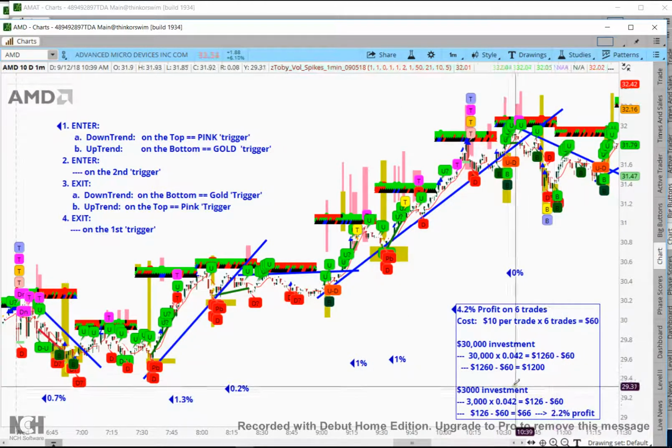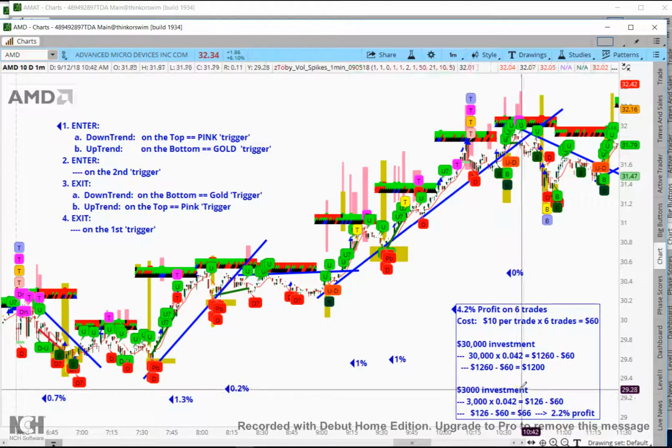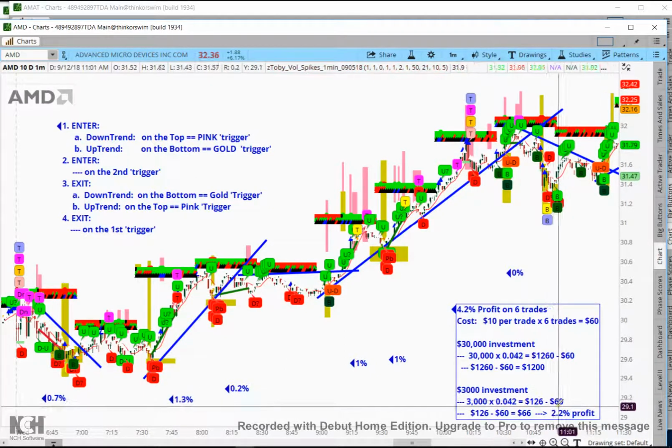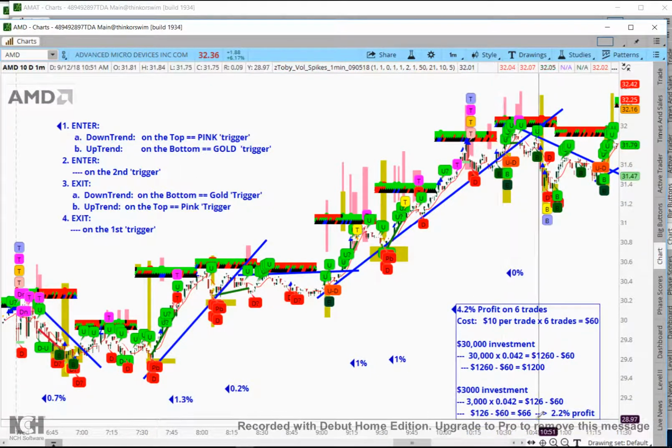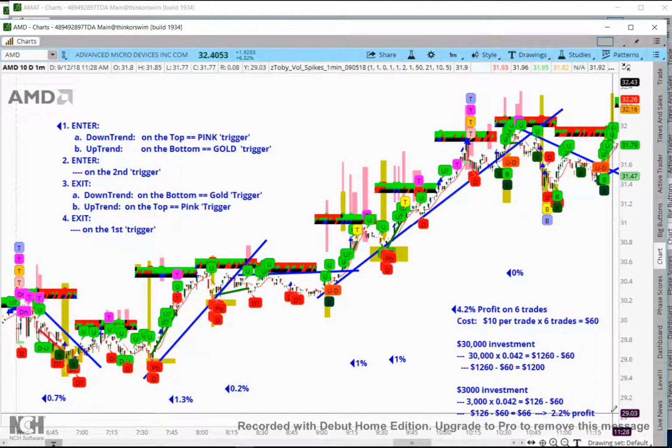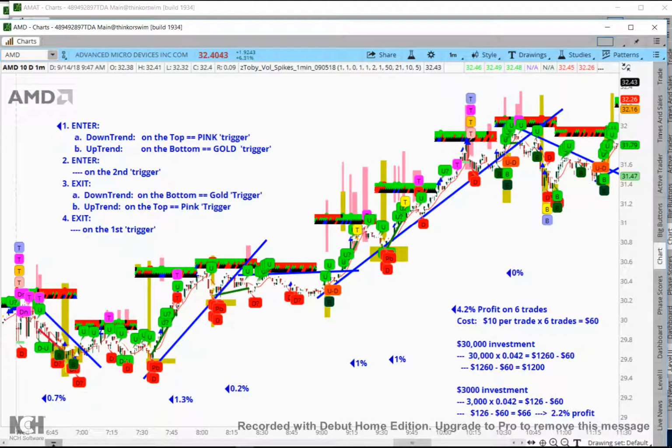If you had a $3,000 investment, and let's say you could get $10 per trade. If you had $3,000, you'd make $126. And $60 is the cost. And if you strike that out, you're only making $66, but that's still 2.2% profit. So that's cool.